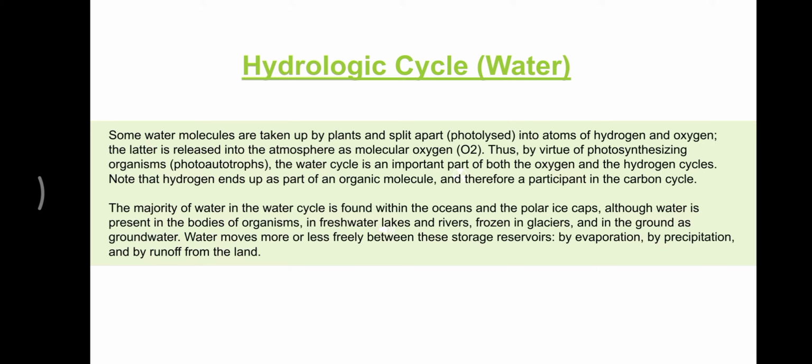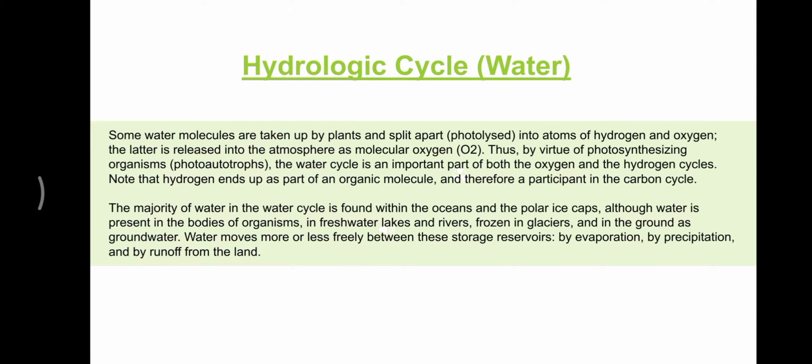The majority of water in the water cycle is found within the oceans and the polar ice caps, although water is present in the bodies of organisms, in freshwater lakes and rivers, frozen in the glaciers, and in the ground as groundwater. Water moves more or less freely between these storage reservoirs by evaporation, by precipitation, and by runoff from the land.